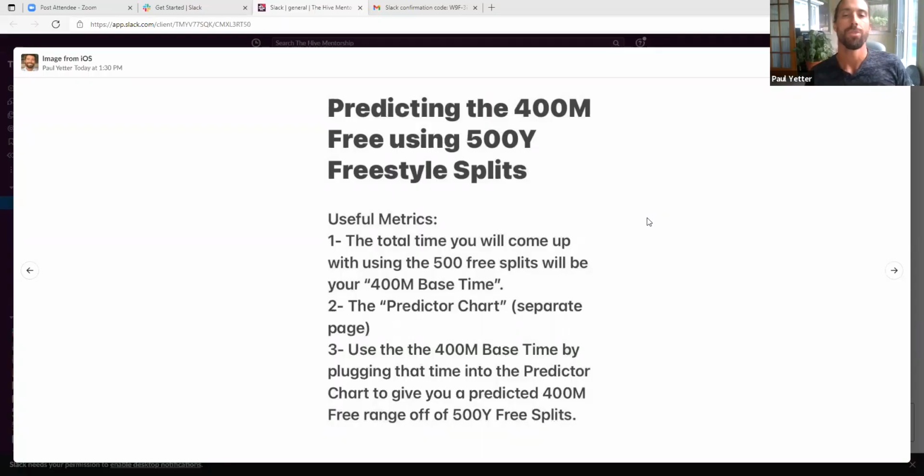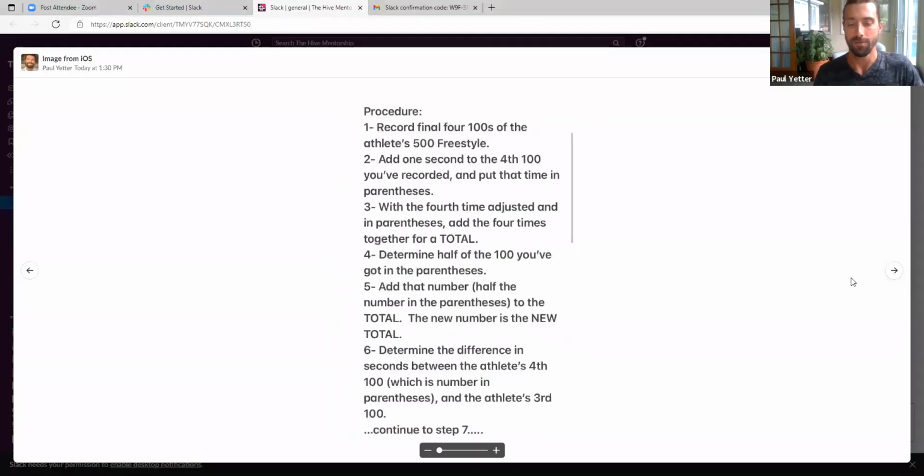So this is just the introduction page. Useful metrics throughout this, the next couple pages, are the total time you're going to come up with using your 500 freestyle splits. We'll call that the 400 meter base time. Actually, I think later in this I'm changing that to total time. Then the predictor chart, which is the last slide. We're going to use the 400 meter base time and plug it into the chart at the very end to really see what this is all about. Okay, so let's figure this out here.